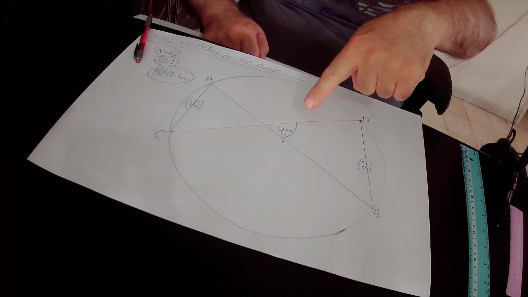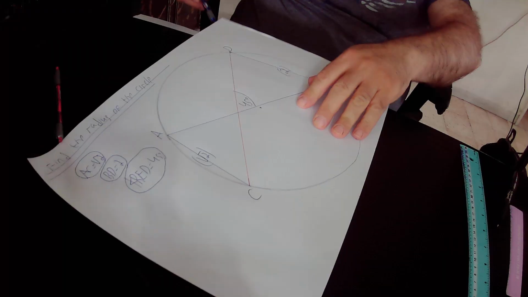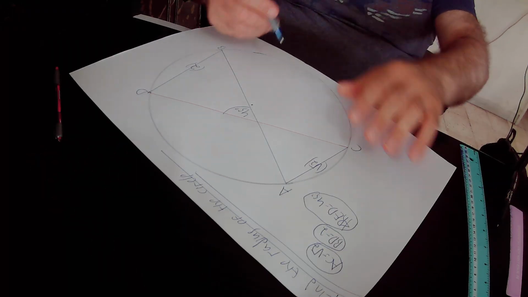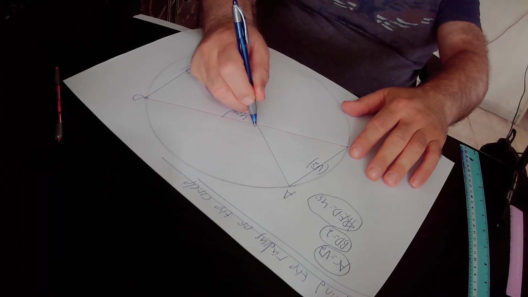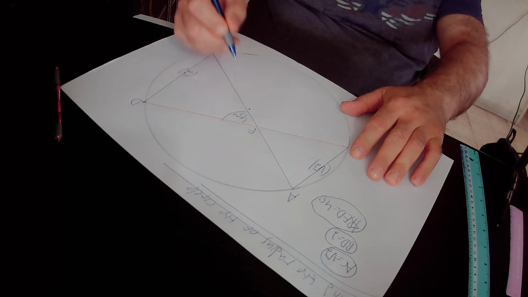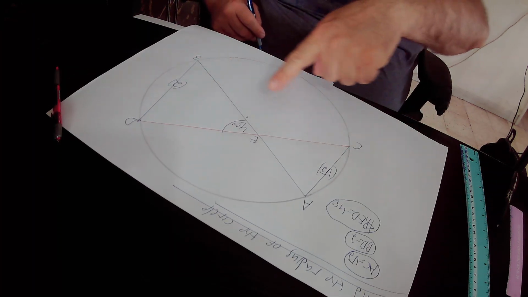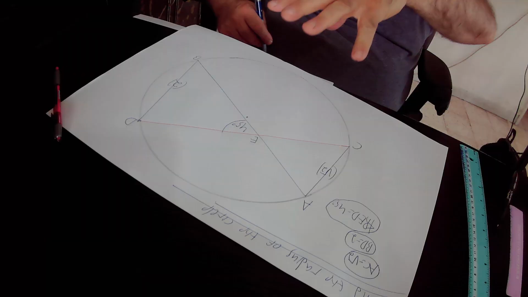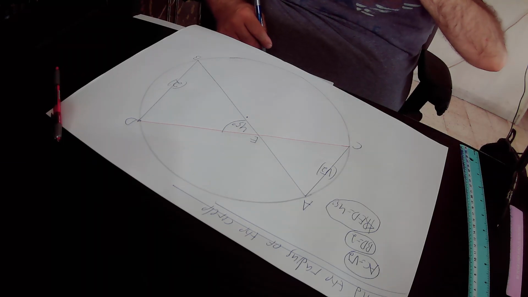This is angle DEB. And the size of this angle DEB is 45 degrees. Again, the size of this angle DEB is 45 degrees. And our mission is to find out the radius of this circle.